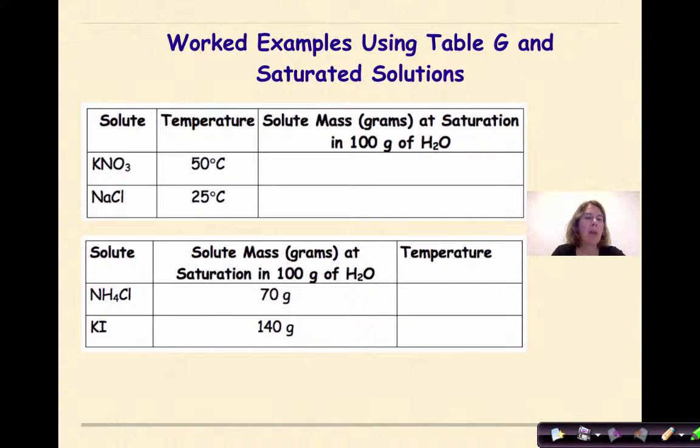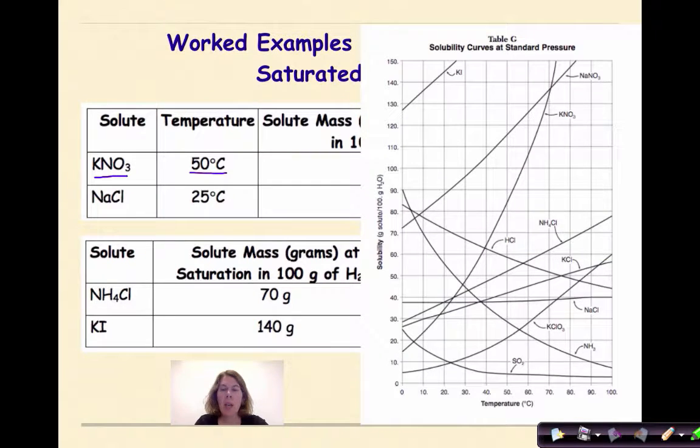We're going to find the compound KNO3, potassium nitrate. And we're going to look at where that line intersects at 50 degrees Celsius. So if we go to Table G and we find KNO3, here it is, it's this line right there. I'm going to go down to 50 degrees Celsius, and I'm going to go up that line to see where it intersects, and it intersects right here.